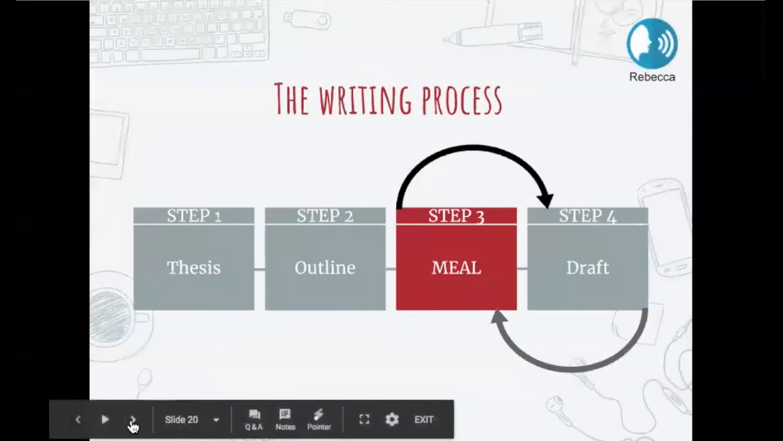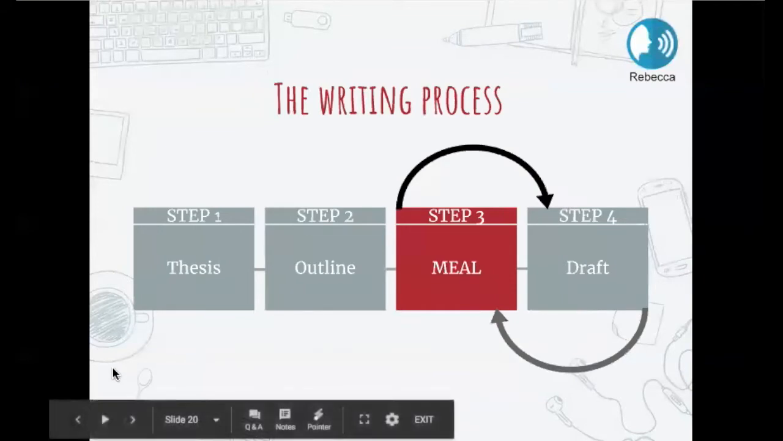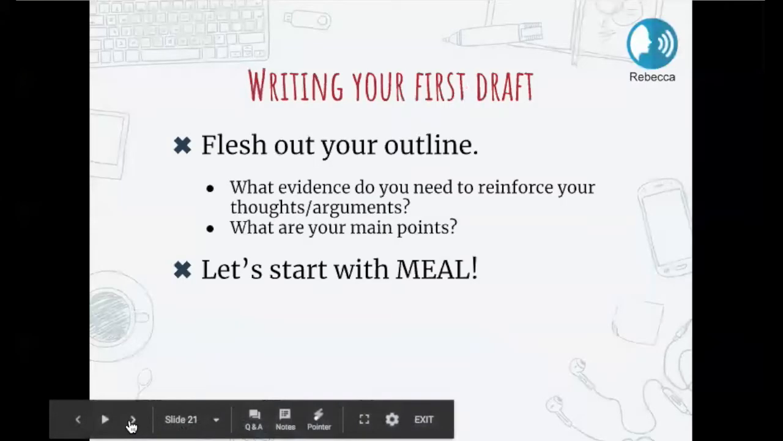So now, once you've developed that outline, thinking about the points that you want to include in your paper, you're really going to have to start actually writing, right? Doing your draft. And if some of you struggle with figuring out what am I supposed to put in each of my body paragraphs, we're going to share with you a method, which is called MEAL.